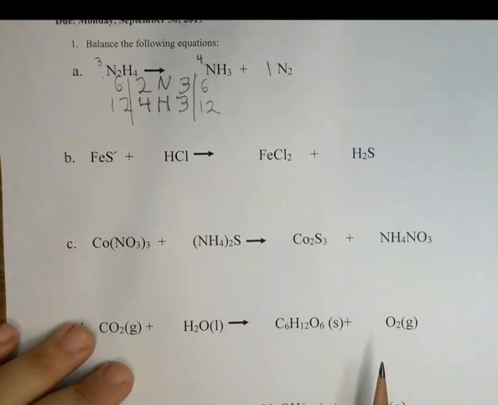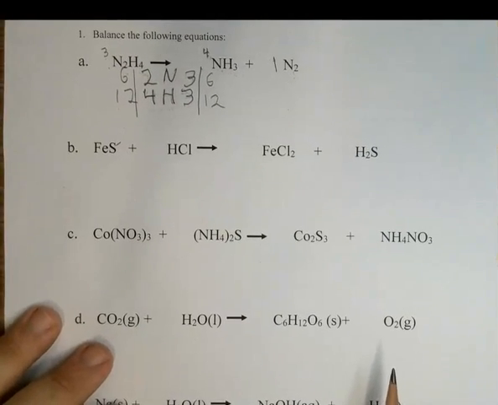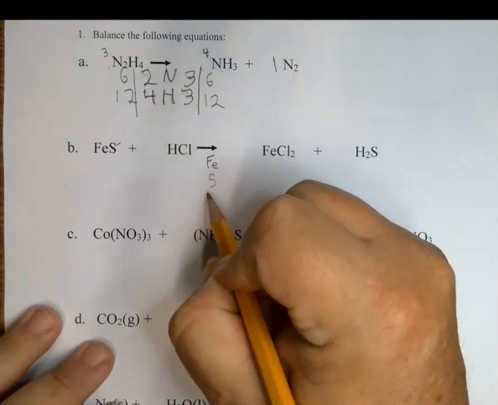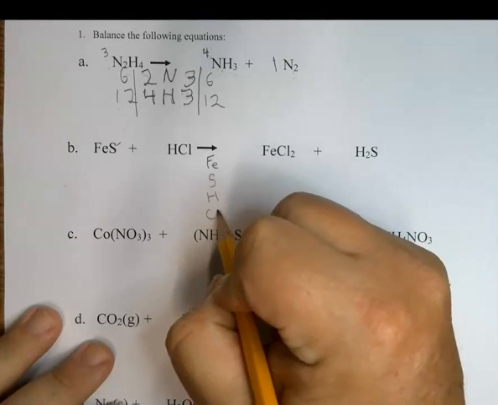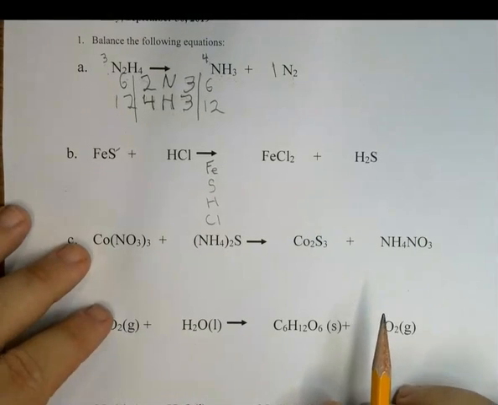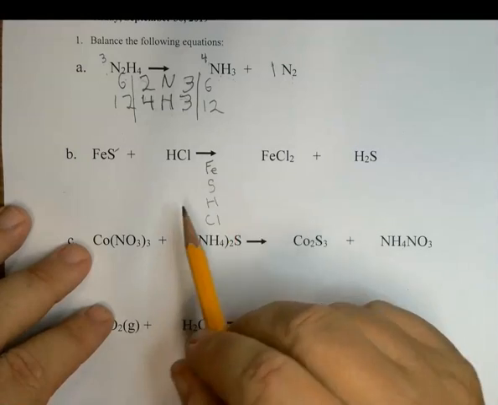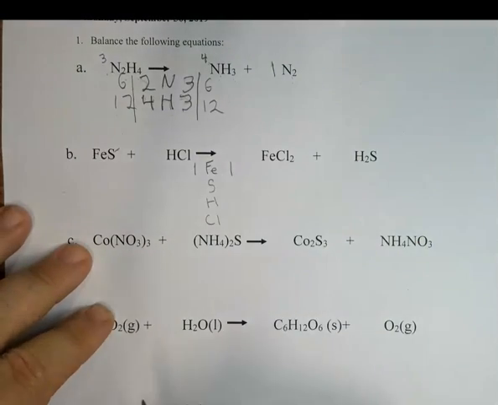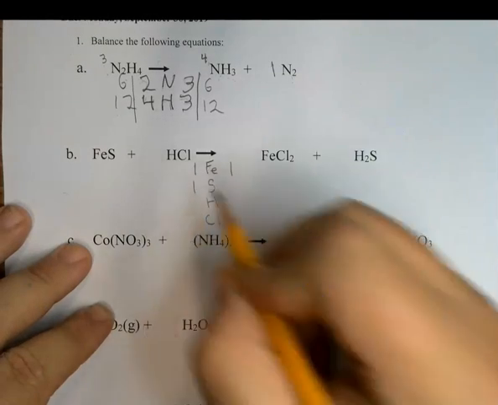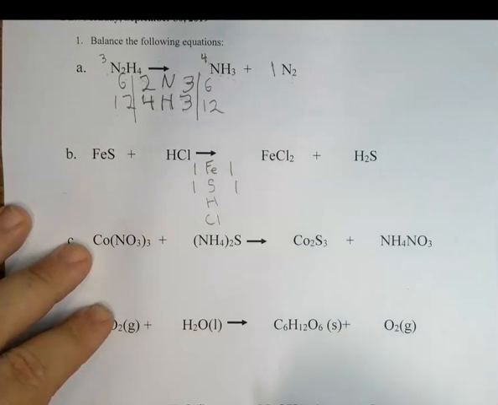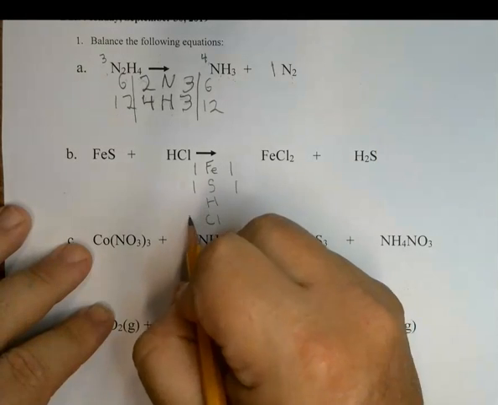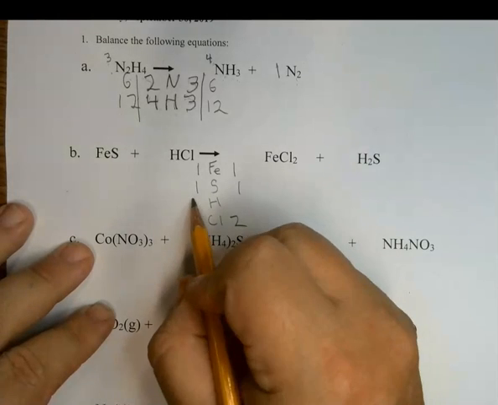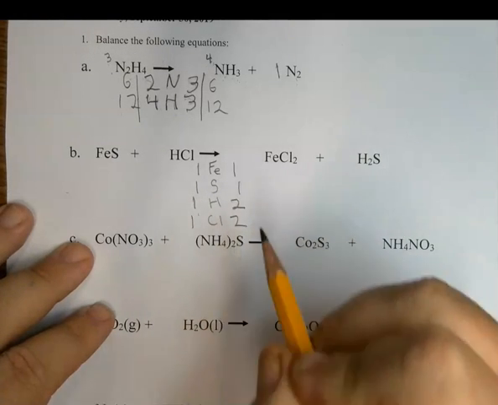All right, let's go on to the next one. So we're going to write down our elements, Fe, S, H, and Cl. All right, so let's count elements. So we have Fe, 1 Fe on both sides, that's iron. We have sulfur on this side, and we have 1 sulfur on this side. Chlorine, we have 1 on this side, and we have 2 on this side. And hydrogen, we have 1 on this side and 2 on this side.